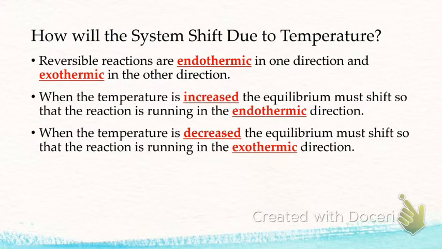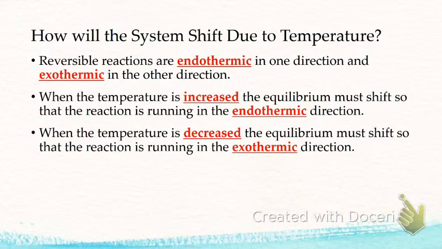So reversible reactions are endothermic in one direction, exothermic in the other. And when we reverse them, they're the opposite. We already know that from the last unit. So if the forward reaction is endothermic, then the reverse reaction would be exothermic. When the temperature is increased, the equilibrium must shift so that the reaction is running in the endothermic direction. When it's decreased, we want to run it in the exothermic direction.